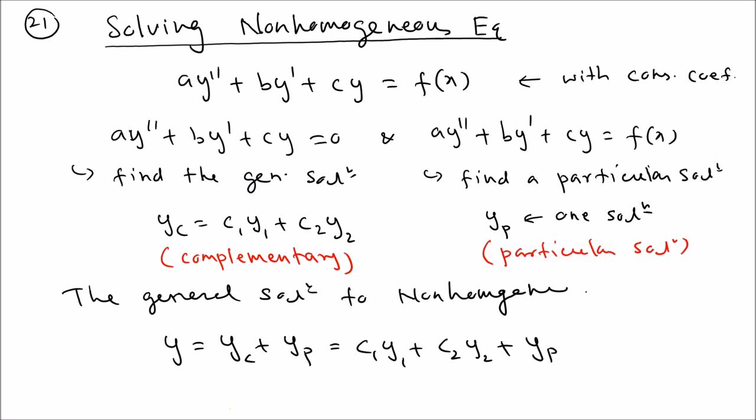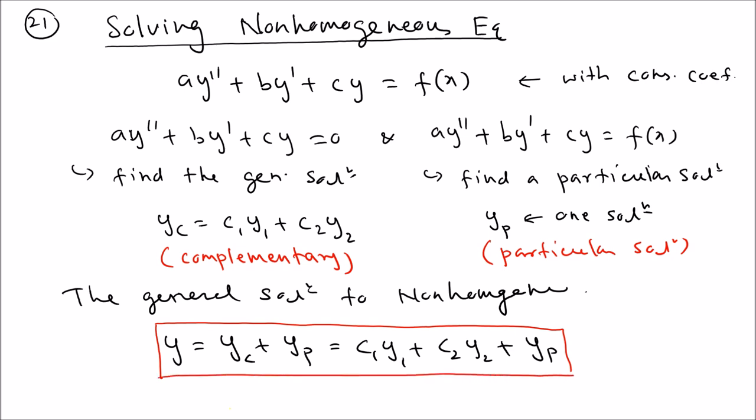Now the argument is, you know that the non-homogeneous equation is a second order differential equation. That means if you find the general solution, you need two constants. You can see these are the two constants. So everything looks good, because second order, you need two arbitrary constants. We have two arbitrary constants, c1 and c2. But y_p is only one solution called the particular solution.